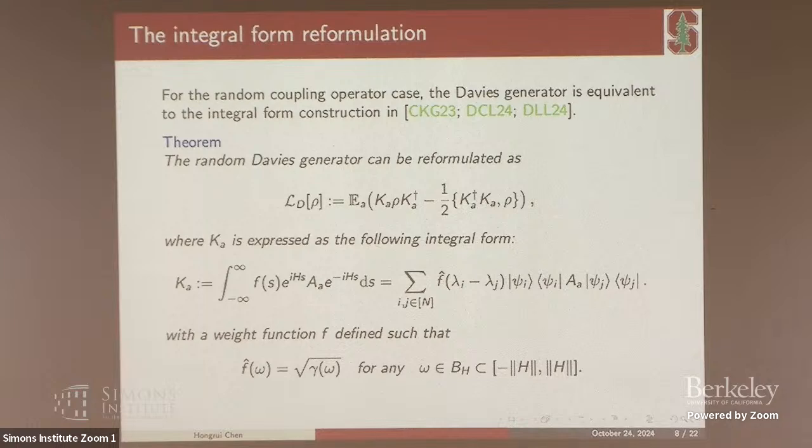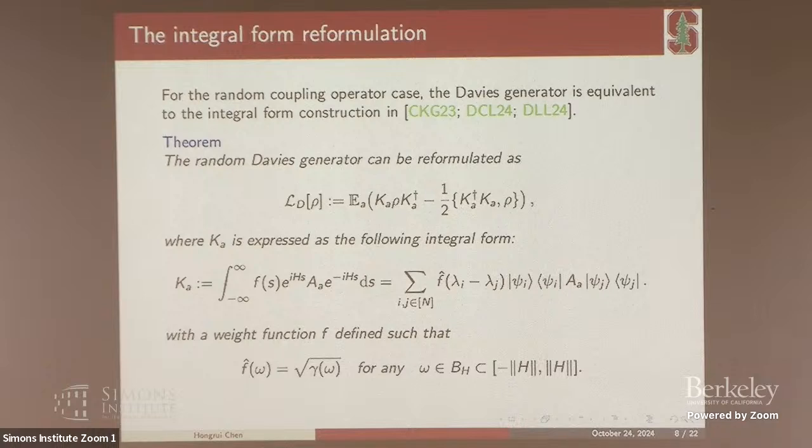But in general, this construction is not enough, because like we discussed in Andrew's talk, there should be an additional coherent term to ensure detailed balance. But in our case, because we use the random coupling operator, we don't need the coherent term, and just this jump operator is enough, and they are just equivalent to the construction from the Davies generator. So this is one of the advantages of using a random coupling operator. We can directly simulate this integral form, and it can help us to simplify the algorithm.